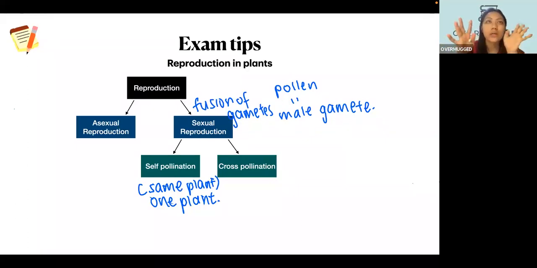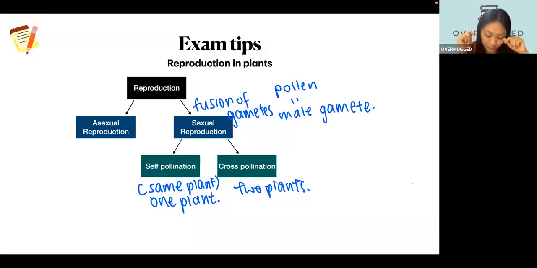So both the stamen and carpel, so they have bisexual flowers. Or within the same plant, it has a male flower and a female flower. As long as it is the same plant, only one plant, it is self-pollination. And cross-pollination involves two different plants. So this is your quickest idea for the understanding part.